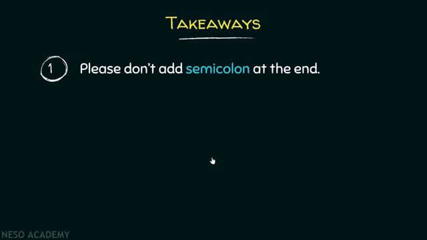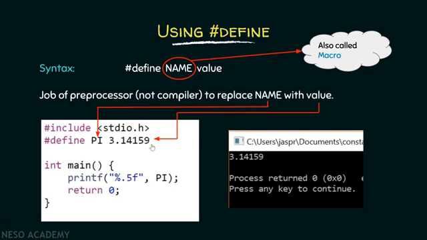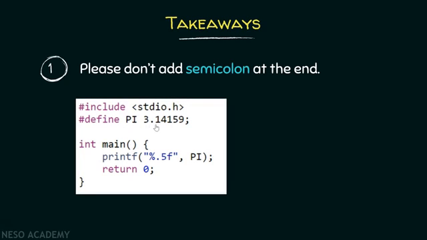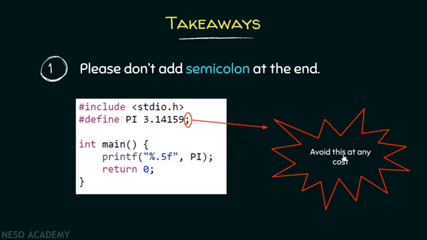Now here are some takeaways to take along with you. Please don't add a semicolon at the end. If you notice carefully, we are not adding any semicolon at the end, so we should not add one. Here in this example, I'm adding a semicolon at the end. This is one thing that you need to avoid at any cost. This will produce an error. So please avoid adding a semicolon at the end.